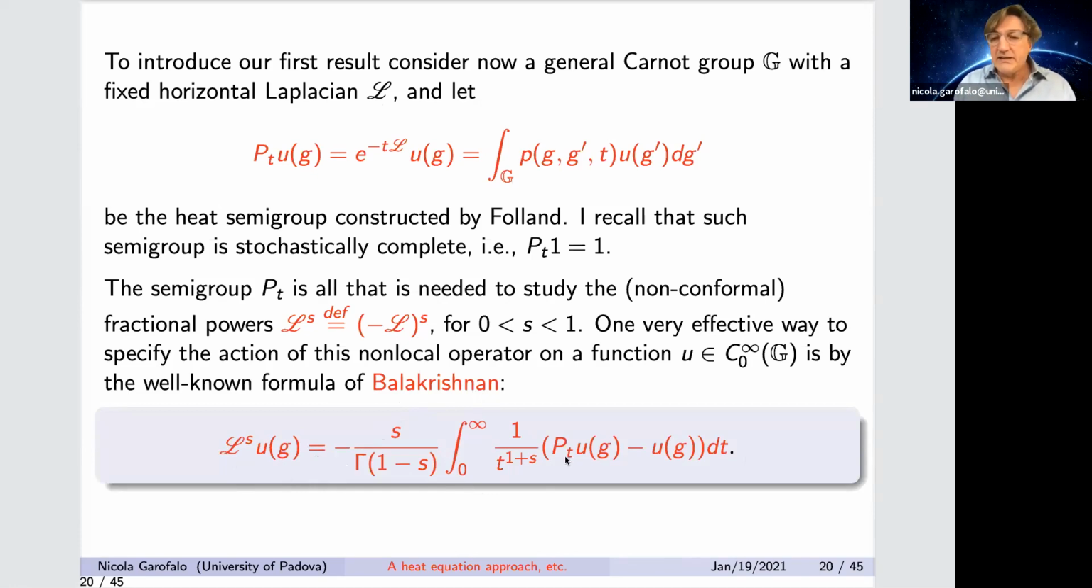So we take the heat semigroup, and this integral is always convergent because P_t u(g) minus u(g), you can prove for a function in C_0 infinity, is a big O of t as t goes to 0. So this integral is like 1 over t to the s near 0, and so it's convergent. At infinity, this is a semigroup, so 1 over t to the 1 plus s is convergent. So this object is always well-defined.